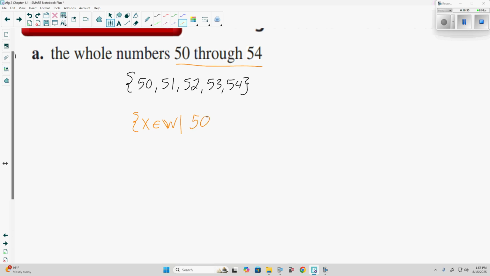Now our two endpoints are 50 and 54. X is indeed in the middle, and since it is equal to both, we're going to say 50 is less than or equal to x is less than or equal to 54. With the whole numbers, we can just count it out as fast, if not faster, than having to rewrite it as an inequality and then set it up.